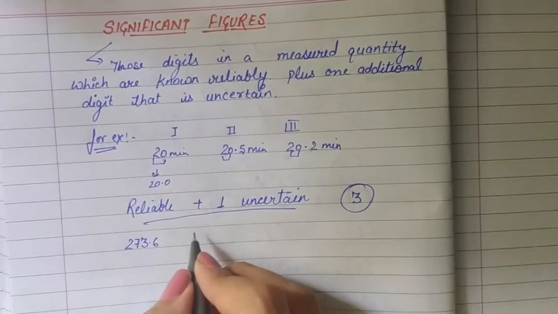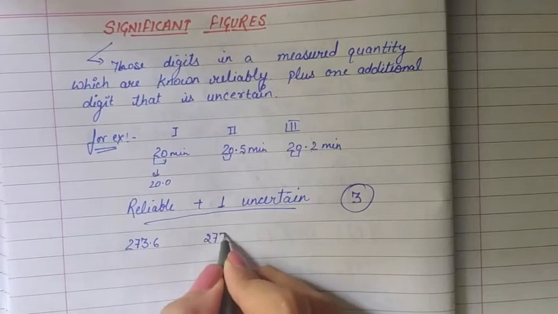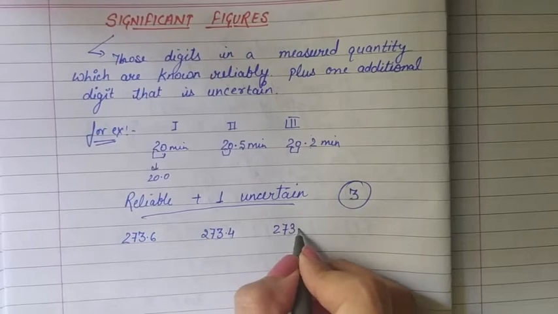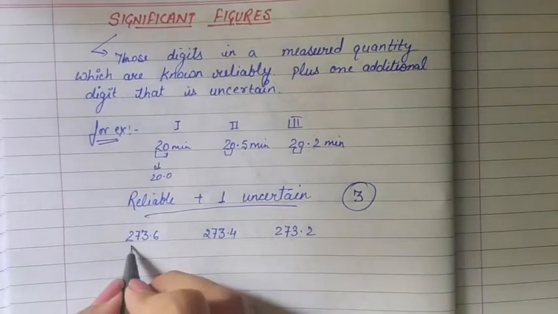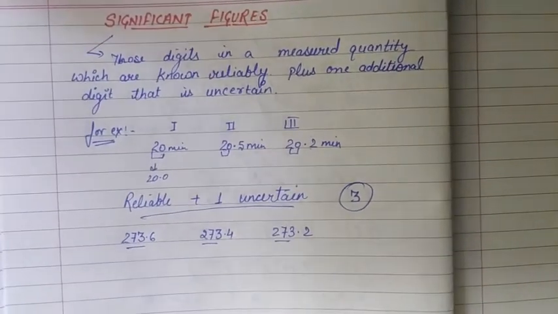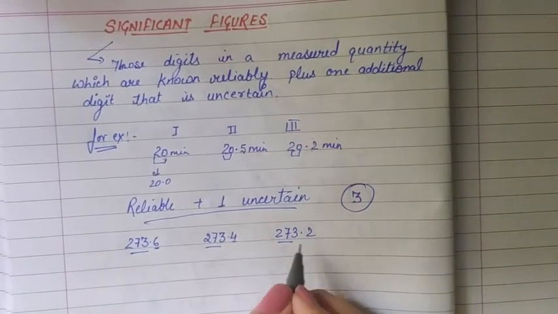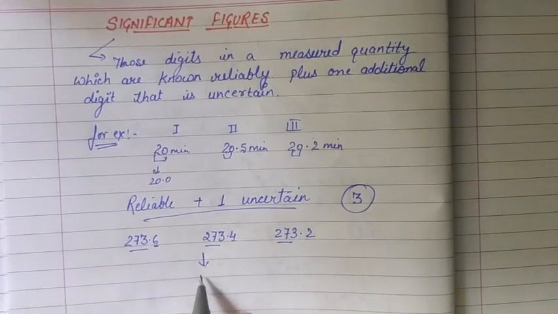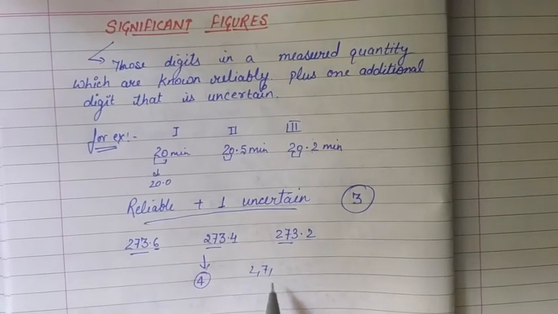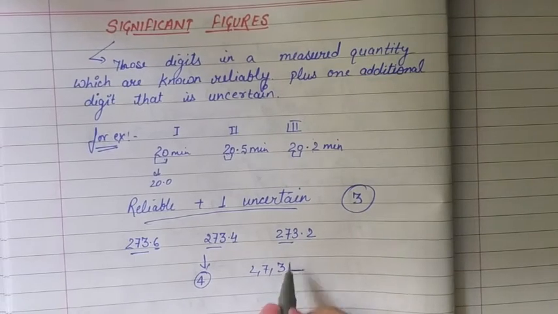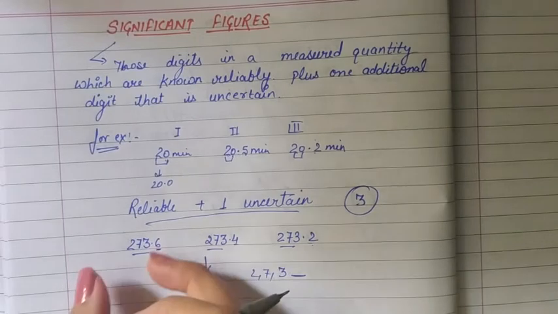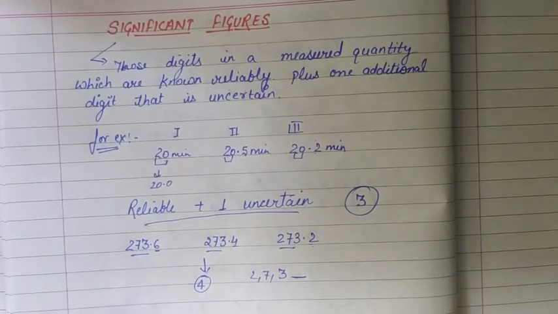Similarly, if I take the number 273.6, someone else takes the reading as 273.4, while someone takes the reading as 273.2, right? So these three digits are reliable, and the decimal digits 6, 4 and 2 are uncertain. So the total significant digits are 4, meaning 2, 7, 3, and the last one, the decimal digit, also comes under the category of significant figures. So the number has 4 significant figures, right? This is called significant figures.